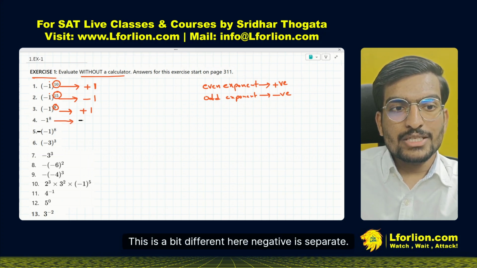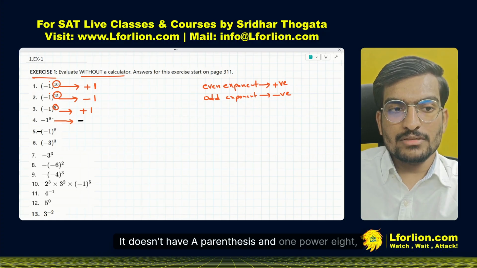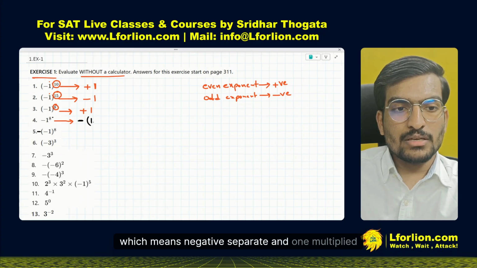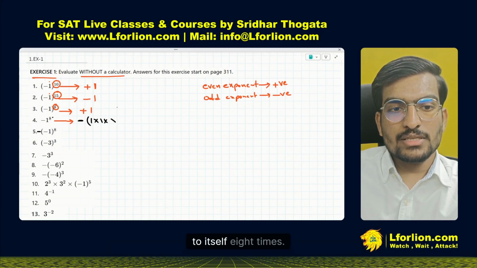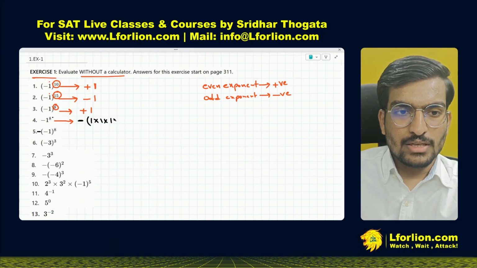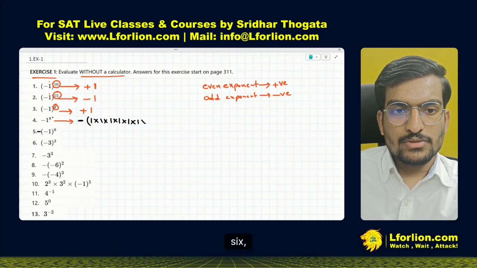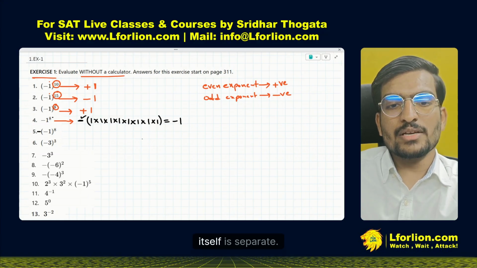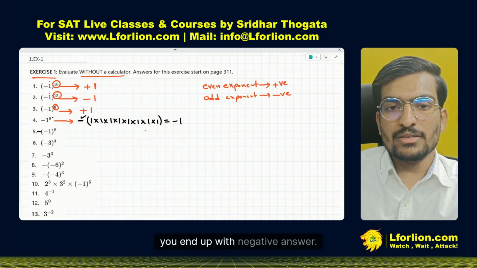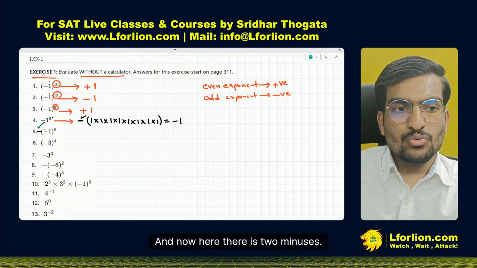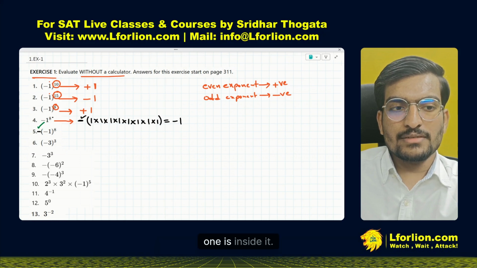Here the negative is separate, it doesn't have a parenthesis, and 1 power 8 means the negative is separate and 1 is multiplied by itself 8 times. So what answer do you get? 1 itself. 3, 4, 5, 6, 7, 8. So this minus is separate, and 1 multiplied by itself is separate, so you multiply that and you end up with a negative answer. Be careful. And now here there are two minuses, one outside the parenthesis, one inside it.